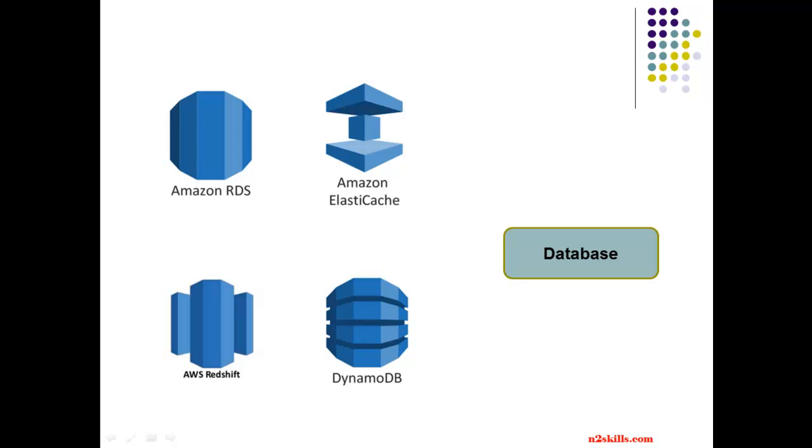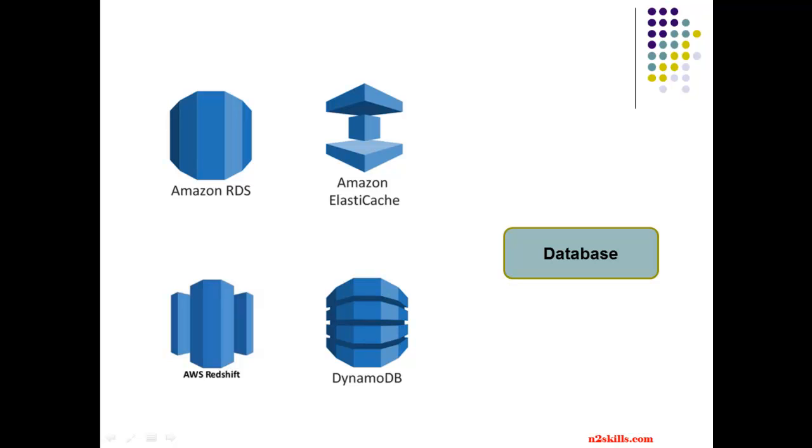Amazon ElastiCache is a web service that makes it easy to deploy, operate, and scale an in-memory cache in the cloud. The service improves the performance of web applications by allowing you to retrieve information from fast, managed in-memory caches instead of relying entirely on slower disk-based databases. ElastiCache supports two open source in-memory caching engines, and they are Memcached and Redis.